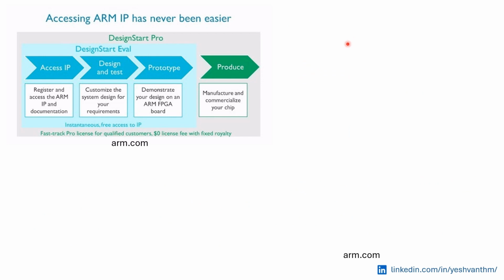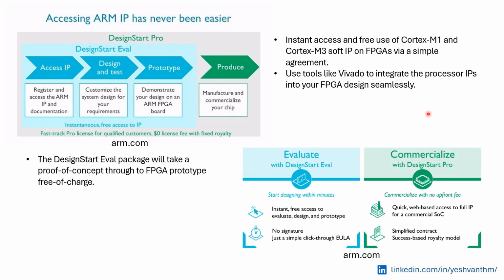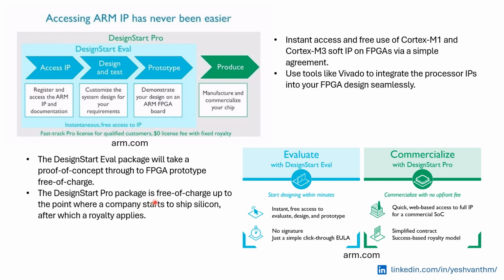Thanks to the DesignStart program by ARM, we can now access their IPs free of charge as part of their Eval program. Instant access to free use of Cortex-M1 and Cortex-M3 soft IP on FPGAs via a simple agreement. We can use tools like Vivado to integrate the processor IPs into your FPGA design seamlessly. The DesignStart Eval package will take a proof of concept through to FPGA prototyping free of charge. And the DesignStart Pro package is free of charge up to the point where a company starts to ship silicon, after which a royalty applies.